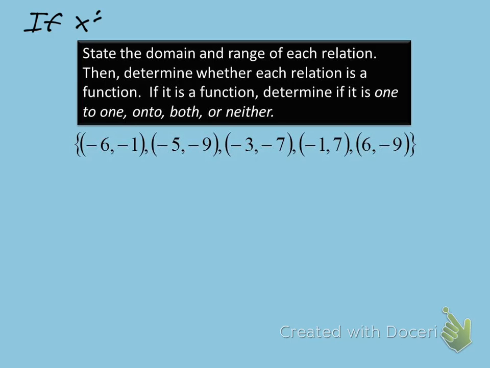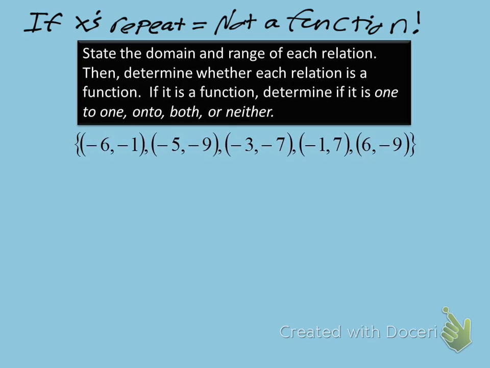If x is repeated, it's not a function. If you have x repeating, it's not a function, no matter what. So of all those numbers, that would be a function because there's this -6 and this is not 6. There you go.